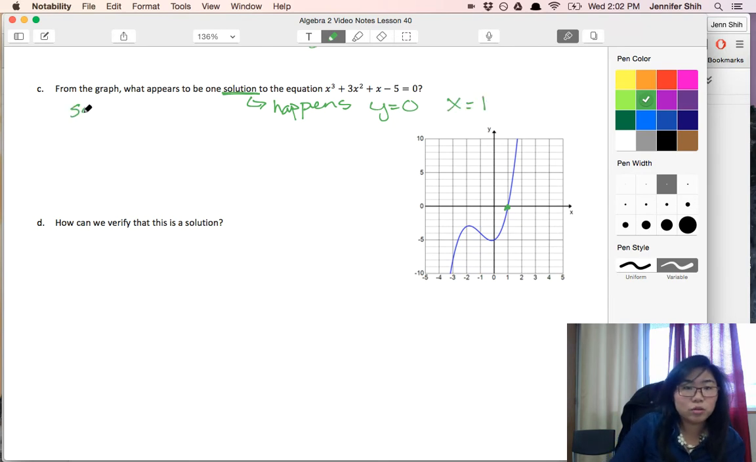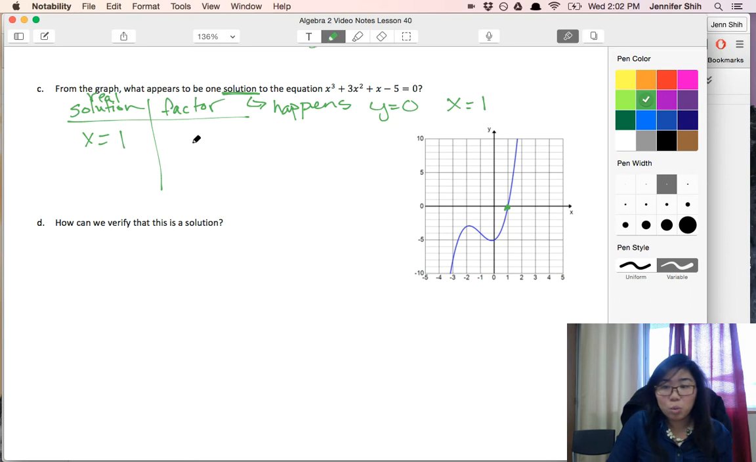Okay, so if we have a solution, what is the factor? We did this in a previous video. So if x is equal to 1 is a real solution, then the factor is going to be x minus 1. Woo!